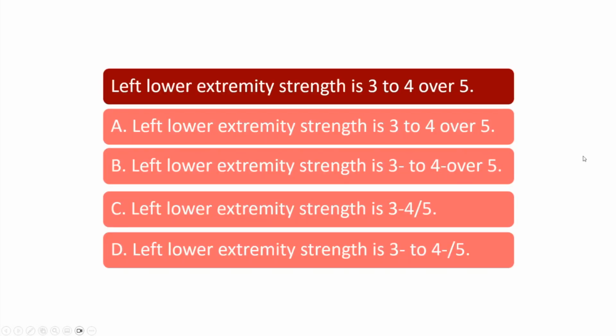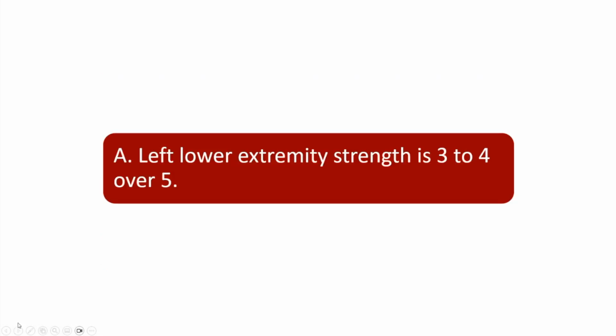Here's another example, using over instead of out of. Left lower extremity strength is 3 to 4 over 5. How do you think that should be formatted? Right on. Yep, A. We have to spell it out again because here's this range, 3 to 4 over 5. So we need to spell out the over and the 2 because it's a range.